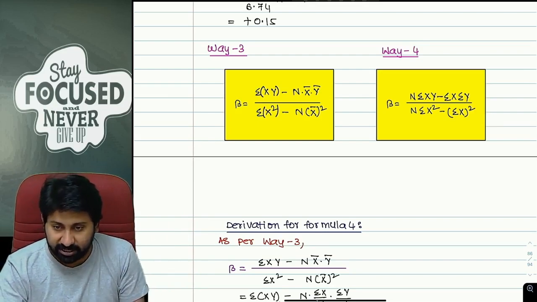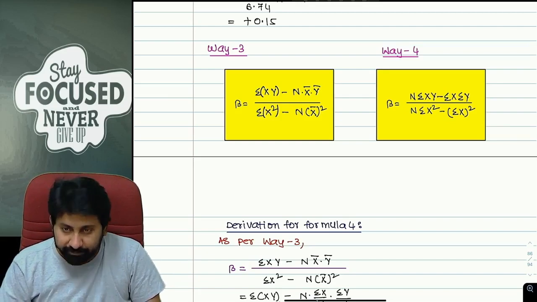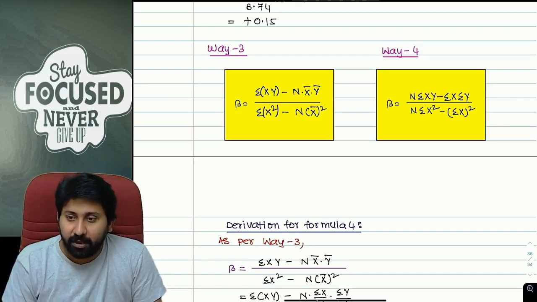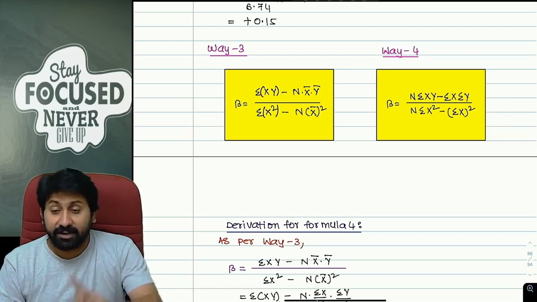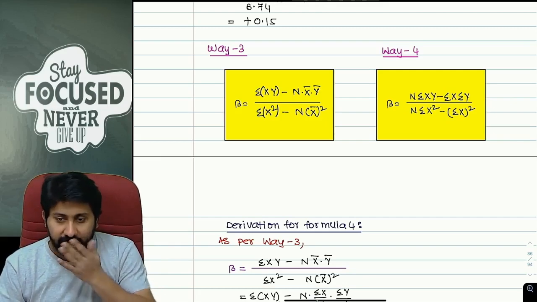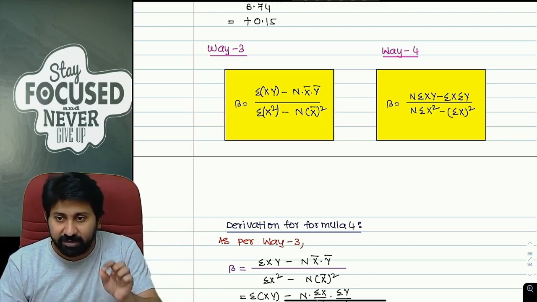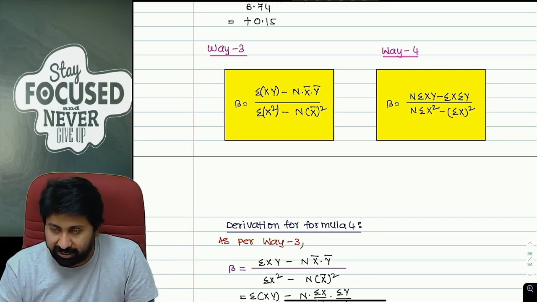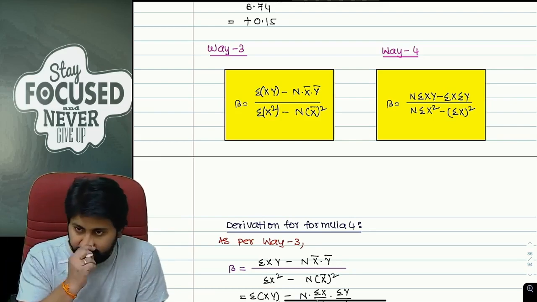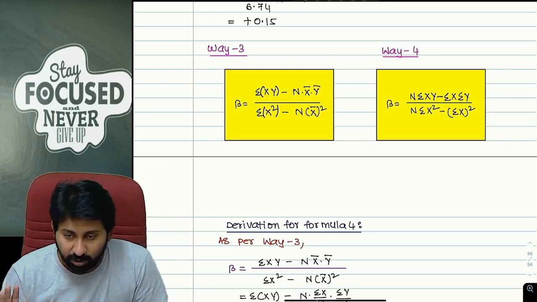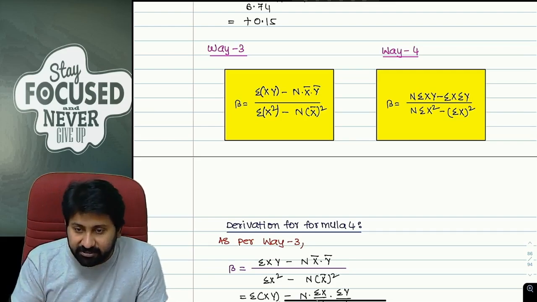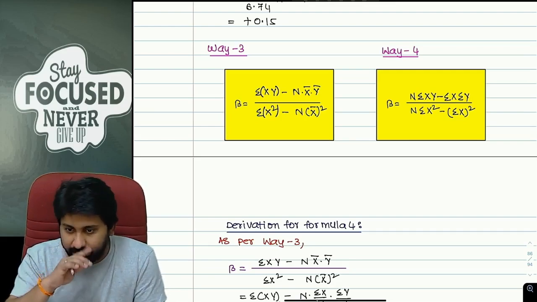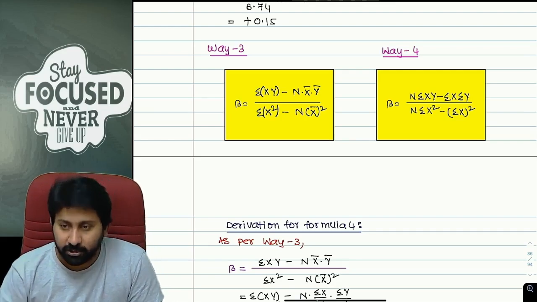Okay, so let's start. Way 3 and way 4. So first observe the formula. Derivation, everything I will tell you. First, way 3 and way 4. Hope everyone understood, right? First, you need to remember the formula. Once you remember the formula, if I tell some derivation, you can really digest and try to understand.